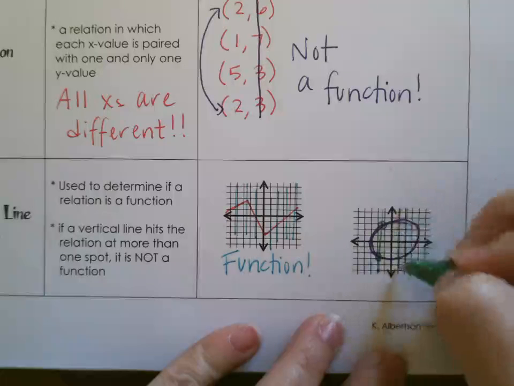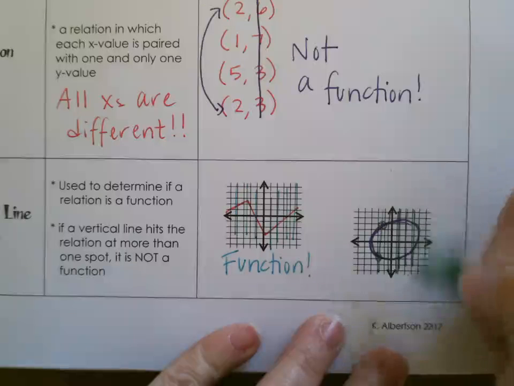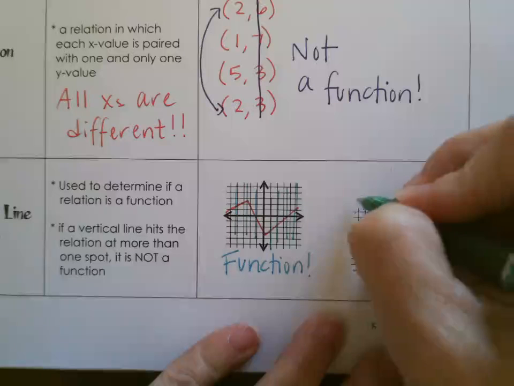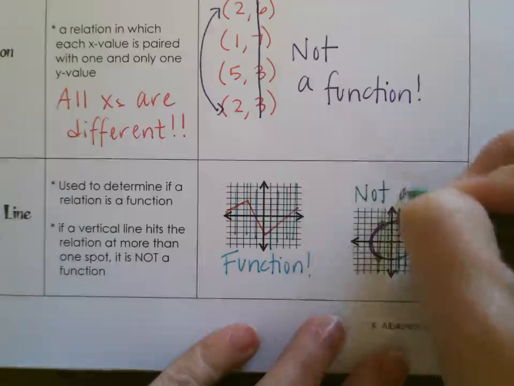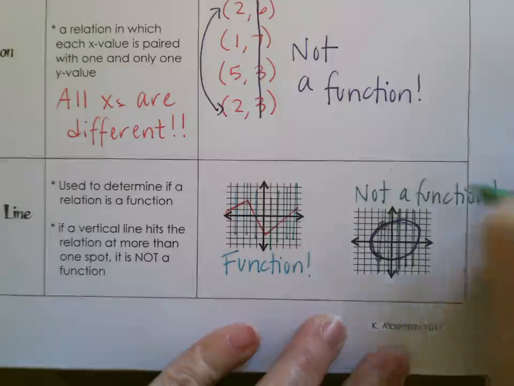But in fact, this happens over and over and over again. Anytime I draw a vertical line, I'm hitting my graphed equation more than once. So this one is not a function. So that's what the vertical line test is.